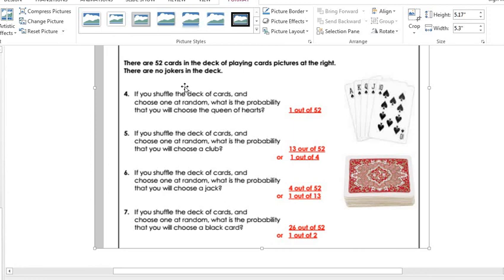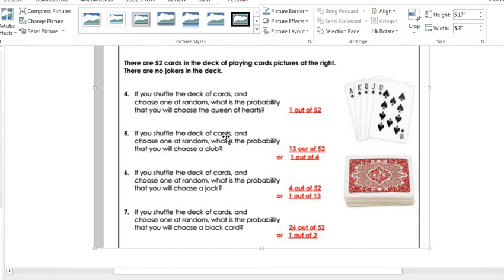There are 52 cards in the deck of playing cards. Pictures at the right. There are no jokers in that deck. Okay, if you shuffle the deck of cards and choose one at random, what's the probability that you will choose the queen? You know the queen, yeah, of the hearts. Here I have how many queens? Just one, so it will be 1. And you know that we have here 52 cards. Okay, so it will be 1 out of 52.